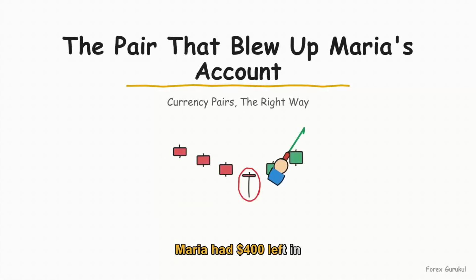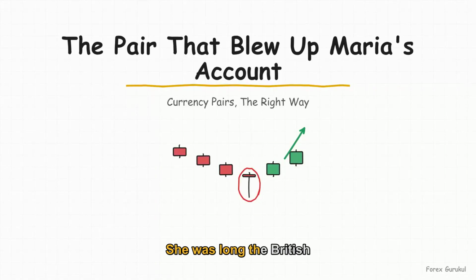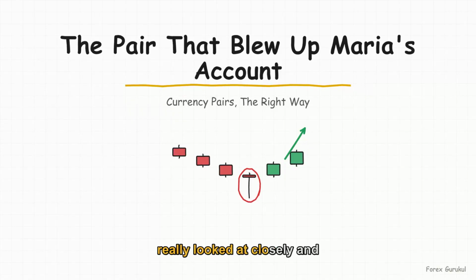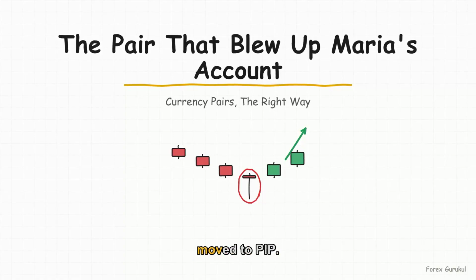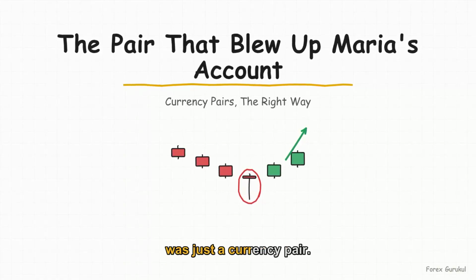Maria had $400 left in a $900 account. One trade did that. She was long the British pound against the South African rand, a pair she had never really looked at closely, and the spread alone was eating her position before price even moved a pip. She thought a currency pair was just a currency pair.